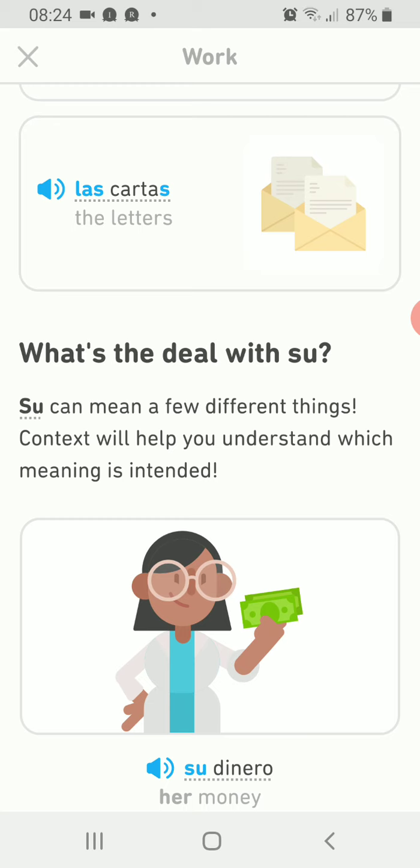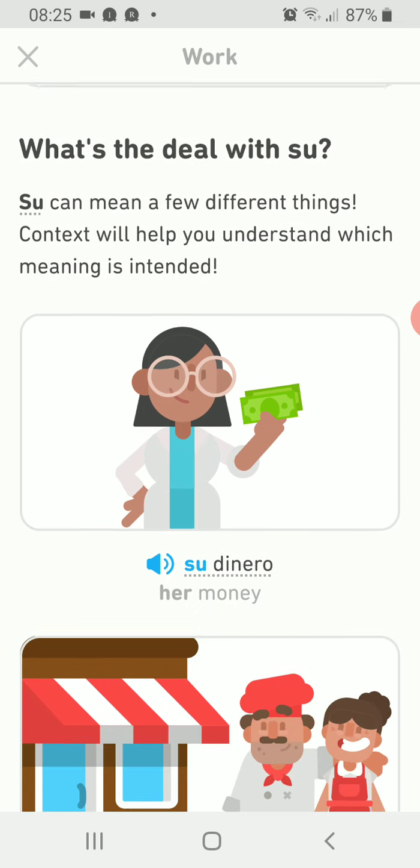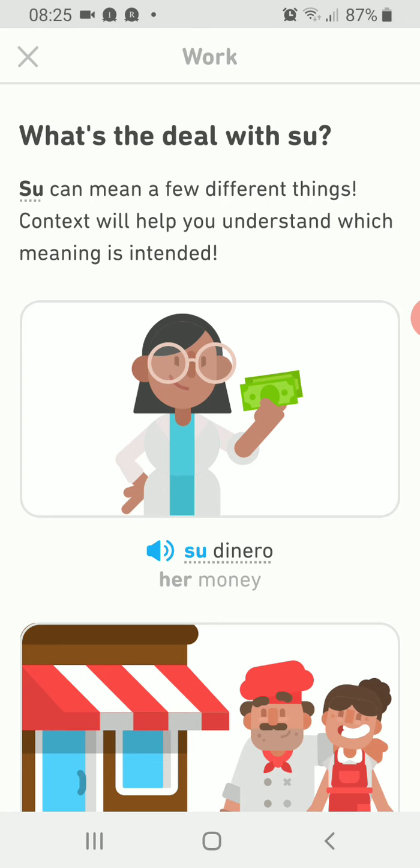So what's the deal with su? Su is something that you've met. For example, if we are talking in a formal way, we say yo, so su, but it can have many different meanings. For example, it can mean her, or other things. So how do you know the meaning of su, because it has so many different meanings? Su can mean a few different things. Context will help you understand which meaning is intended. So it's all about context.